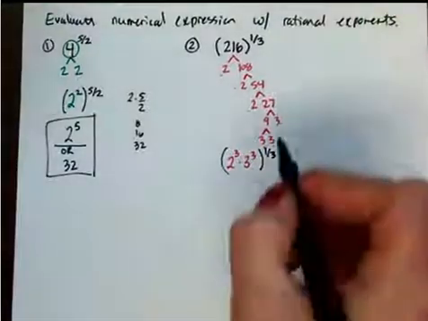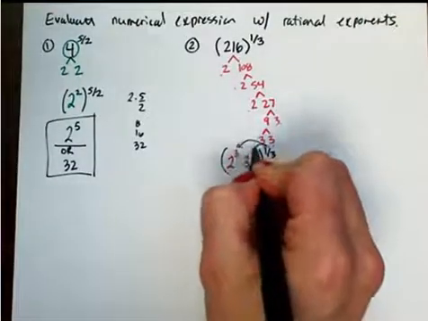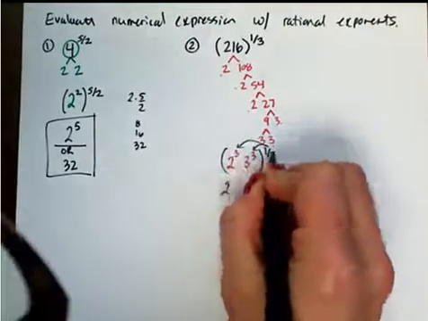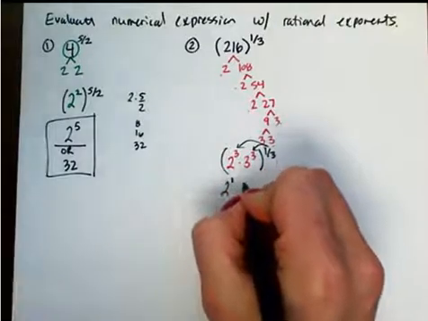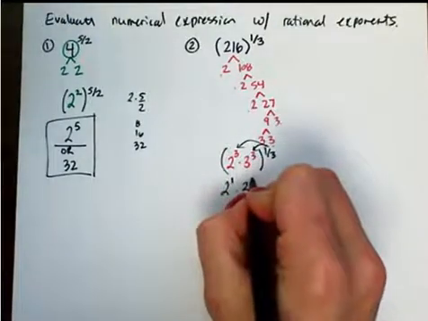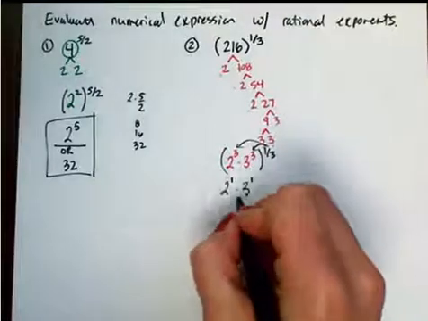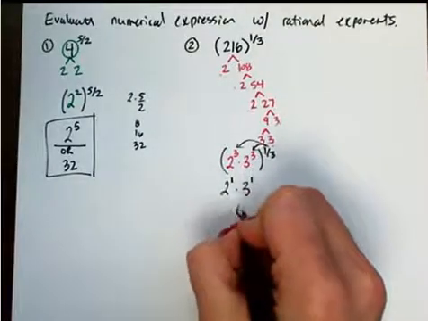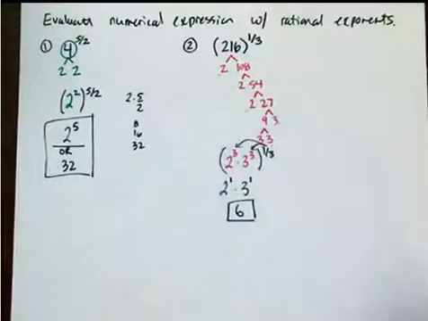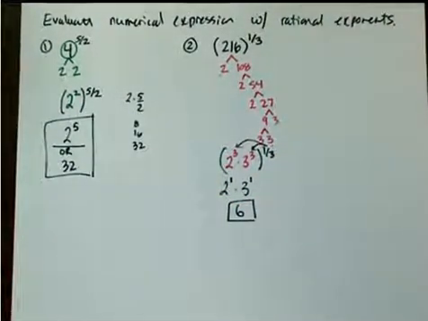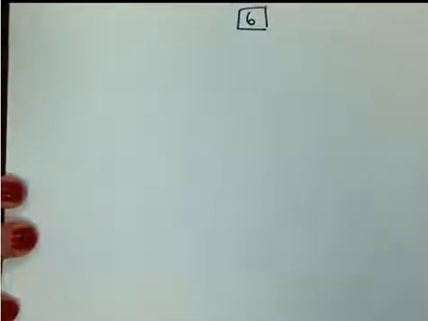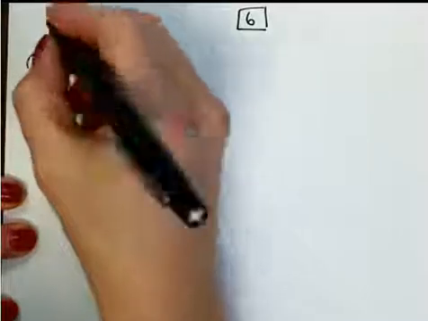I'm going to use my exponent rules, and I'm going to distribute my 1/3 power. 3 times 1/3 is 1. And so I end up with 2 times 3 is 6. Okay, so let's go ahead and look at a third example where we're going to add a negative.